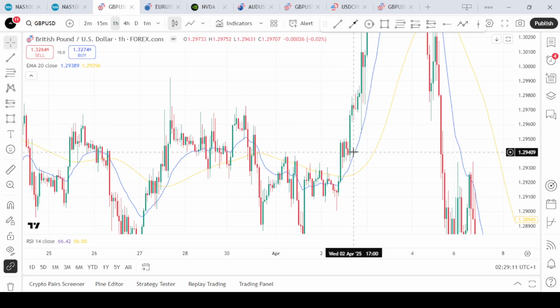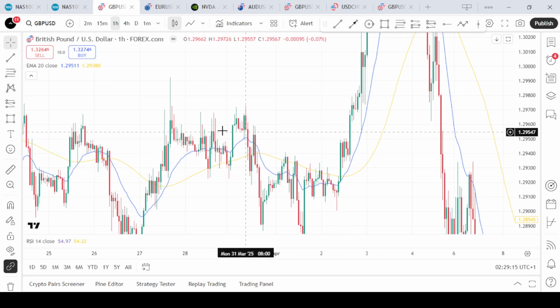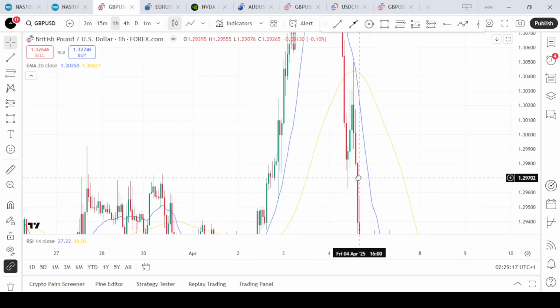This crossover indicates a potential uptrend, while for a selling signal, you would have to see when the short term moving average crosses below the long term moving average. This will signify a downtrend.